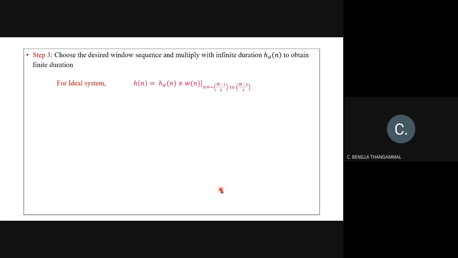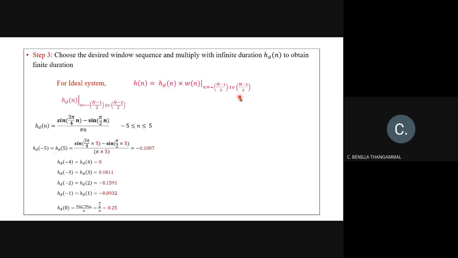Step 3 is to obtain your h of n. Here h of n is obtained by multiplying your ht of n with your window function. Since it is an ideal system, your n value is from minus of n minus 1 by 2 to plus n minus 1 by 2. So first we can find your ht of n for this time interval, then your w of n for this time interval, then we can multiply it together.